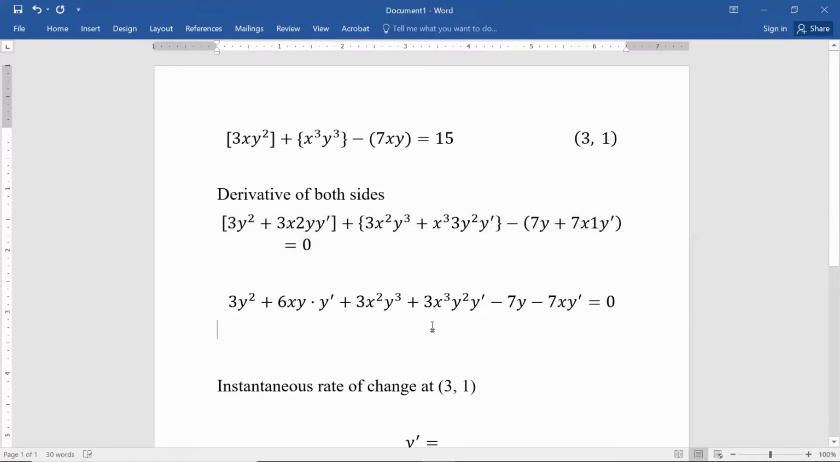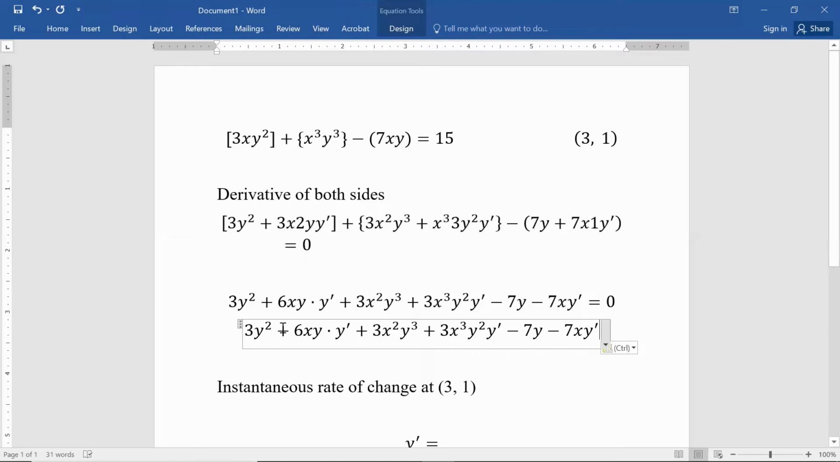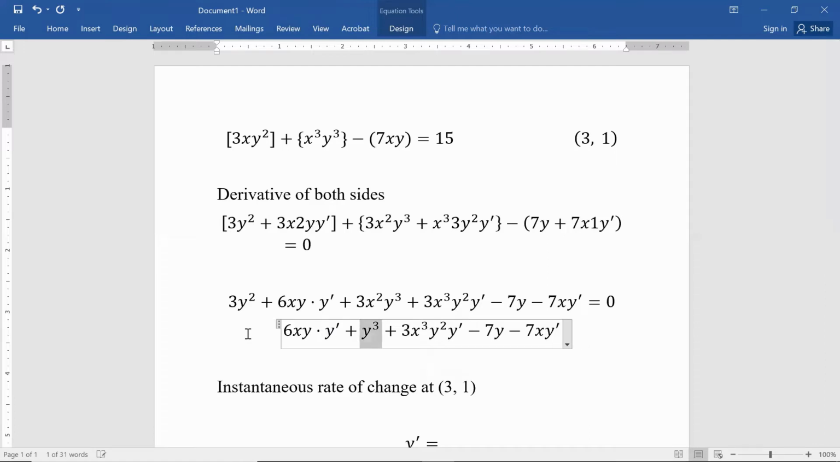I'm going to group the terms with the y primes on them. There's 3 of them right now. I'm going to leave those on the left-hand side, and I'm going to move all the terms without a y prime on the right-hand side. So the easiest way to do this, do some copying and pasting. On the left-hand side, all of the terms with the y prime are going to stay. And all of the terms with no y prime are going to go to the other side.